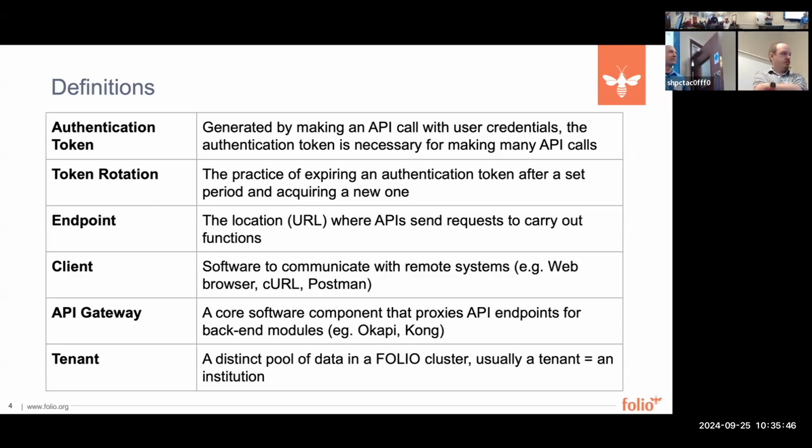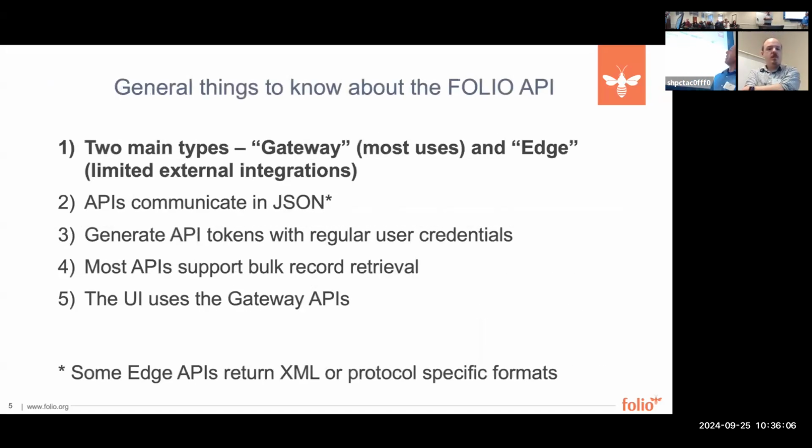And then the tenant itself, which is like a logical collection of Folio data. You can have many libraries on one tenant, or you can have many tenants, or you can actually have multiple tenants for one library. Let's go ahead and go to the next slide.